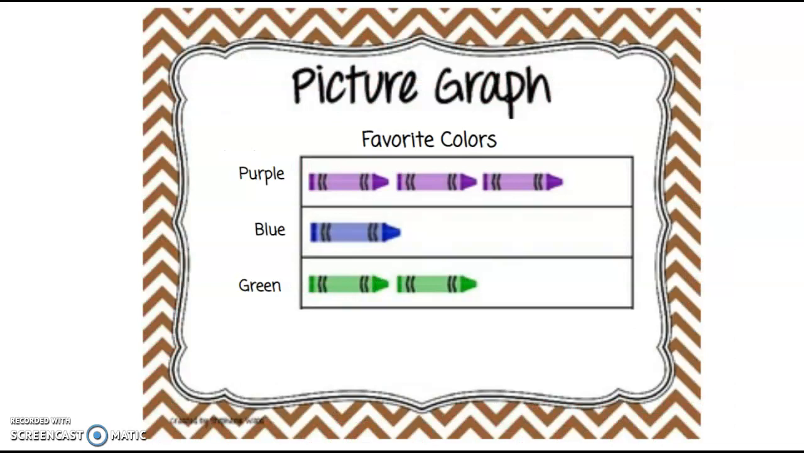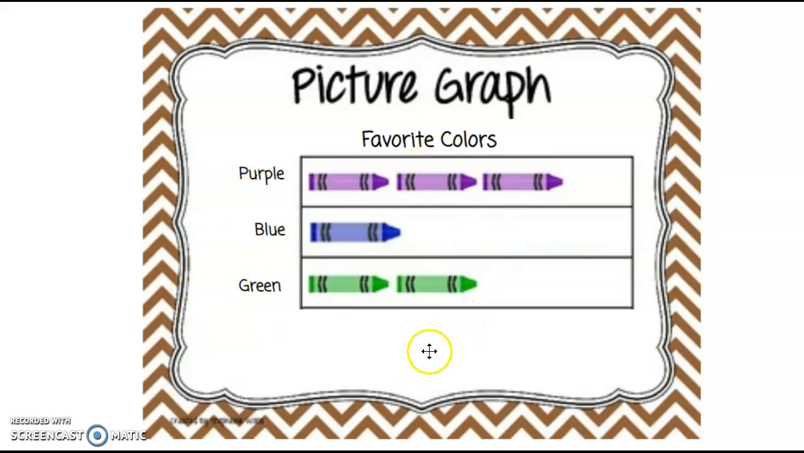Now let's take a look at this picture graph about favorite colors. We used a crayon as our picture, but we used the colors that match the color we were asking about. So just a reminder that we've got our title, and then we've got our labels, and sometimes we call them categories. The categories are the different colors, and we asked about purple, blue, and green.